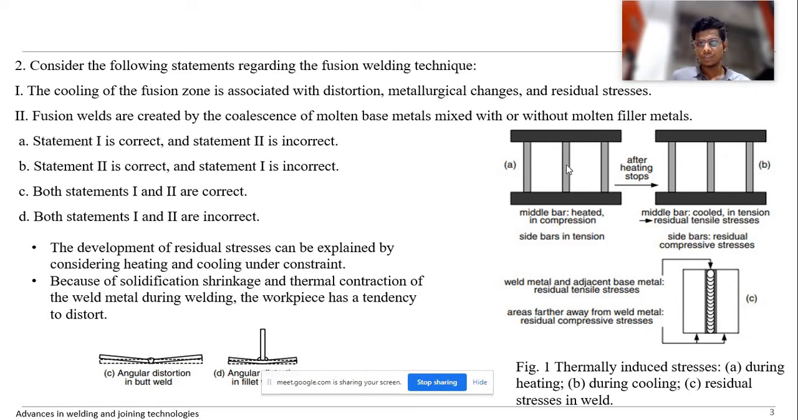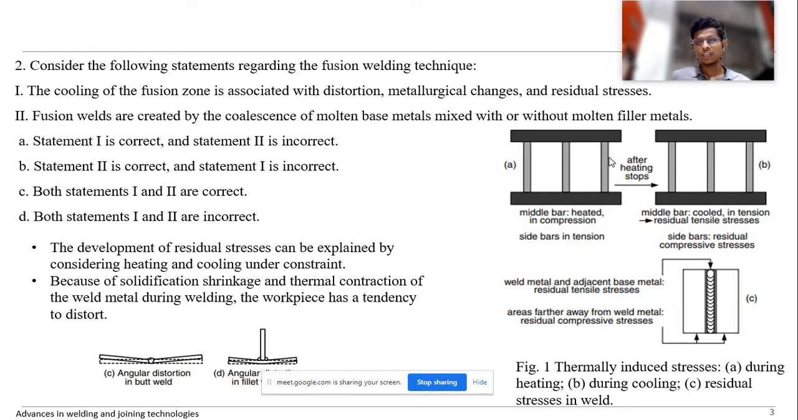Once I start heating the middle bar, due to the thermal expansion of the material, it tries to extend. Obvious, right? The middle bar tries to expand. However, the side bars restrict the expansion of the middle bar because it is attached through a rigid bar. So because of that, there will be compressive stresses generated in the middle bar and tensile stresses generated in the side bars. So this is during heating.